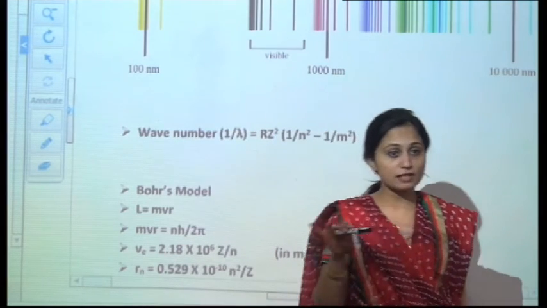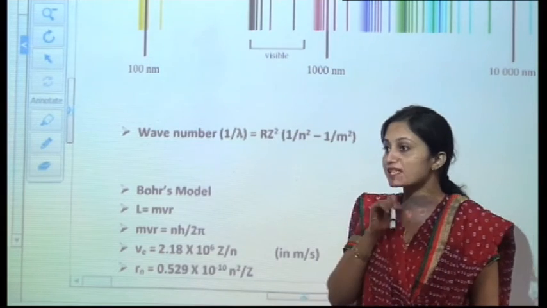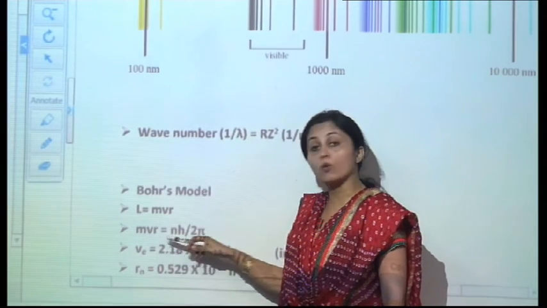What did he have to explain? Why is the electron not coming to the nucleus? Why is it not collapsing with the nucleus? So there he explained that the angular momentum is quantized.